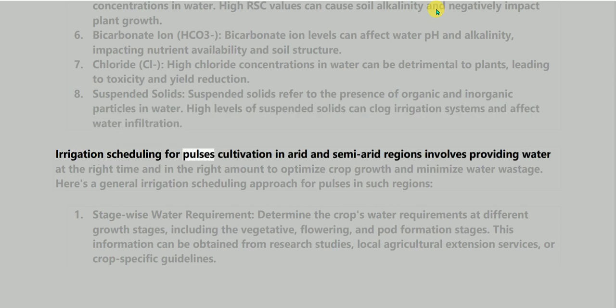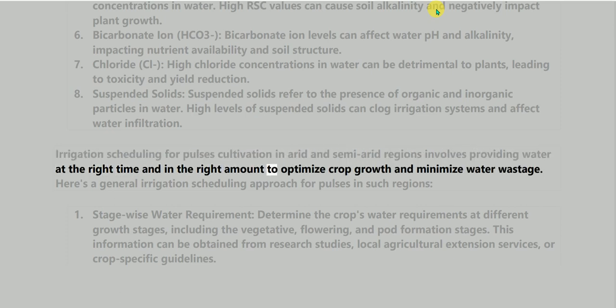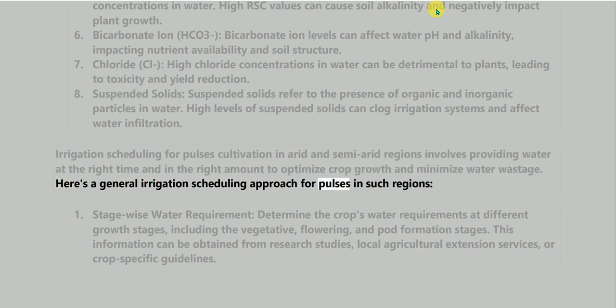Irrigation scheduling for pulses cultivation in arid and semi-arid regions involves providing water at the right time and in the right amount to optimize crop growth and minimize water wastage. Here is a general irrigation scheduling approach for pulses in such regions.